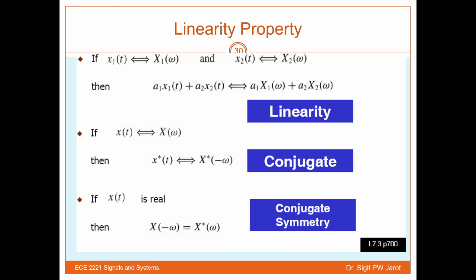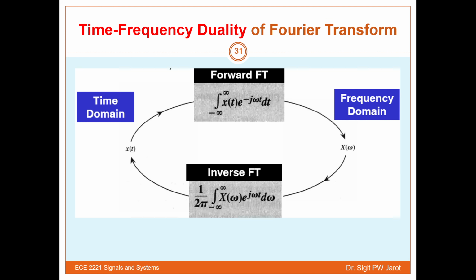Alright, so we know the linearity. What is conjugate? Basically, conjugate is the inverse of that function in the imaginary part. So if it's real, X of minus omega is the same as X of omega. And this is the formula from time to frequency and from frequency to time, vice versa.